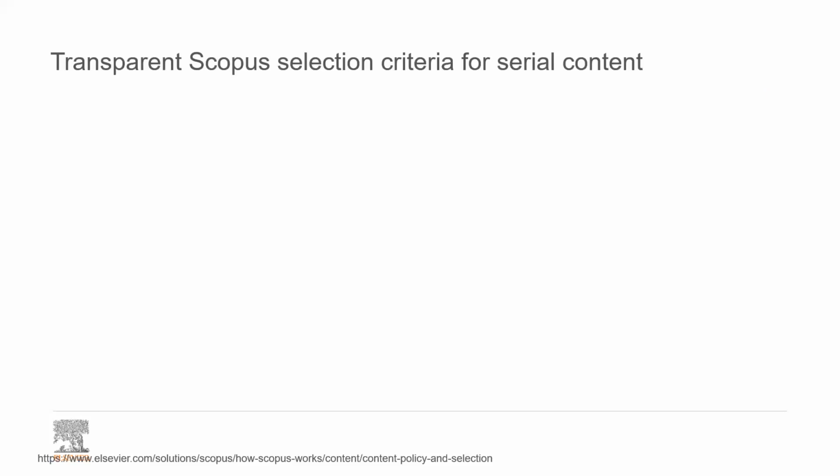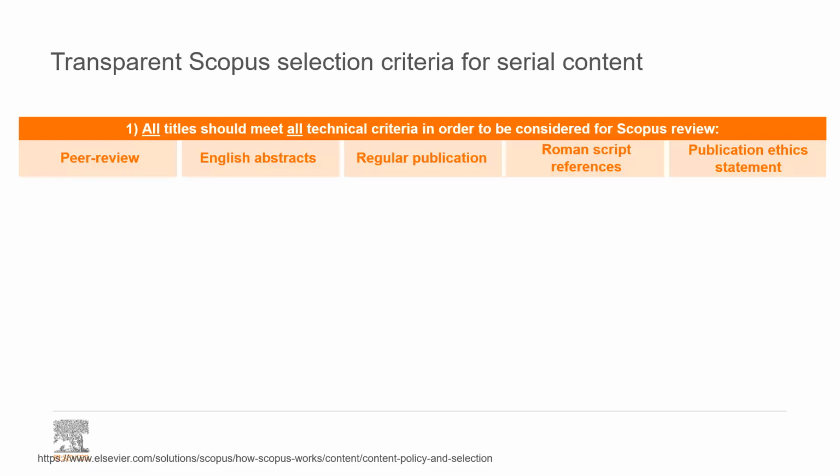Right, so just to give you an idea of what we look at in terms of selecting journals for Scopus, there are two levels. The first level is that the journal must be peer-reviewed, have English abstracts, regular publication, and just general good management of the journal, Roman script references, so it must be English references, and very importantly, there must be a publication ethics statement. This ethics statement must not be something that was copied. It will be looked at with a lot of scrutiny to make sure that this is the real and authentic voice of the journal in terms of how they handle publication ethics issues.